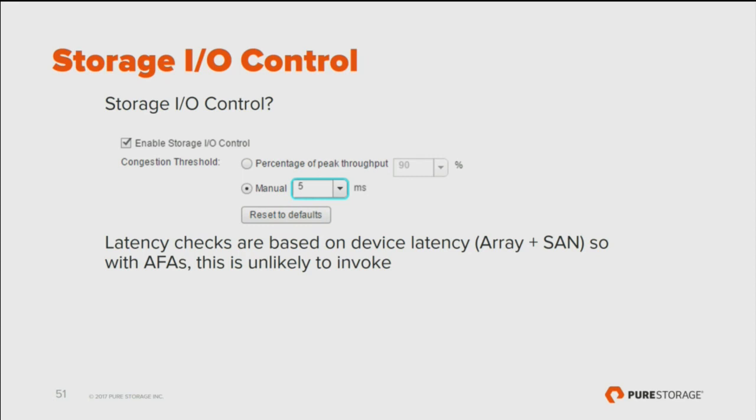So a sustained 5 millisecond latency on an AFA, probably not going to run into it. You've probably run into a pretty large problem. But maybe on another type of array that's useful. Right? So this is something you might want to think about. It may or may not help you.